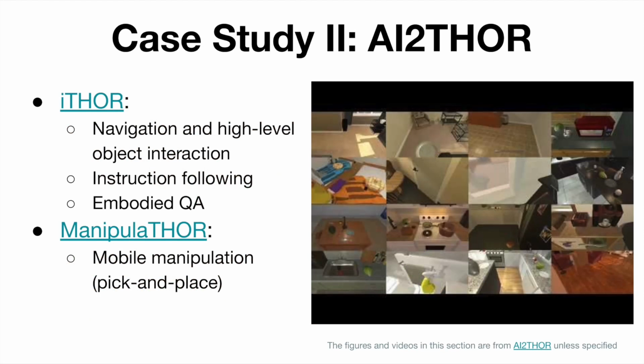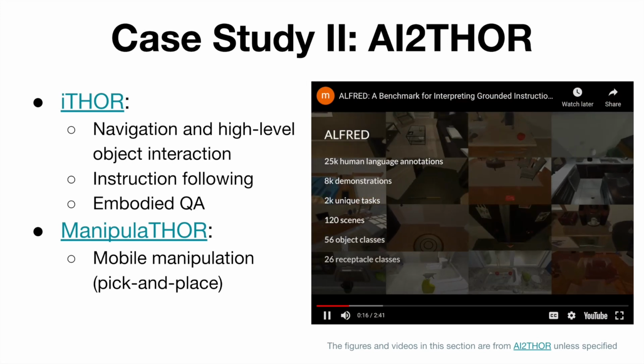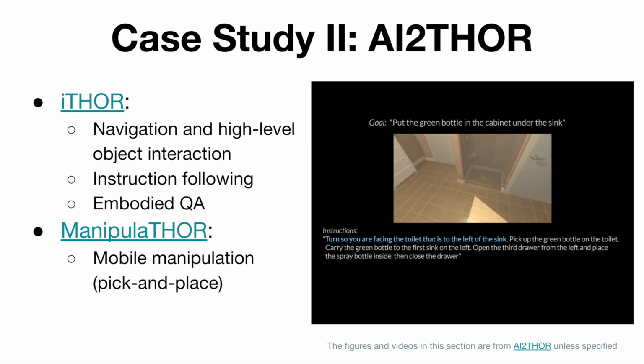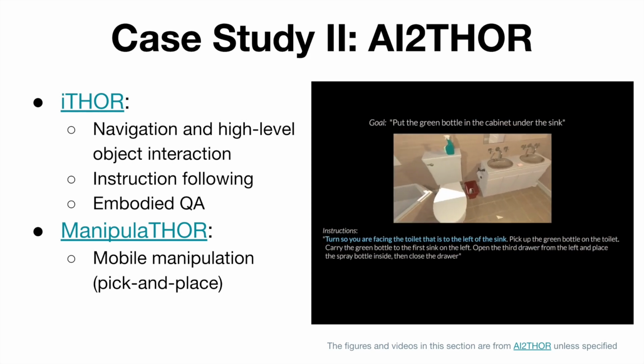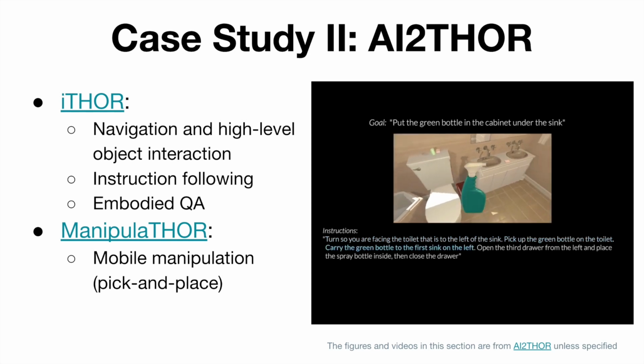Next, we are talking about AI2-THOR. It includes iTHOR, which can support navigation and high-level object interactions, instruction following, as well as embodied question answering. It also includes ManipulaTHOR, which focuses on mobile manipulation. The video illustrates the task of instruction following in the ALFRED challenge.